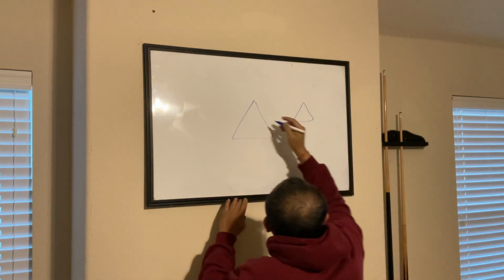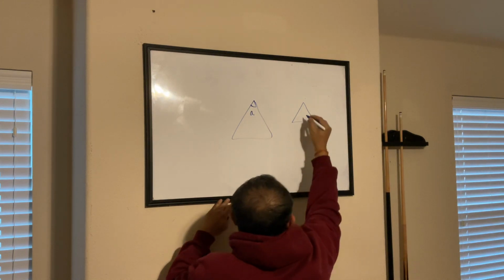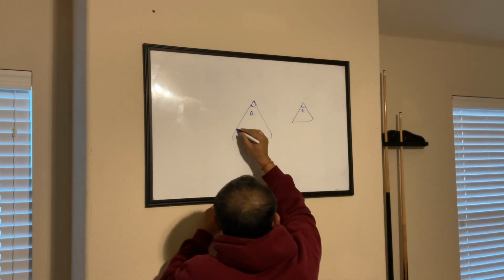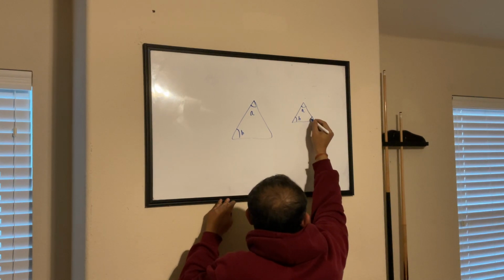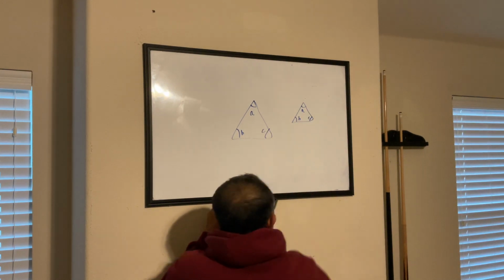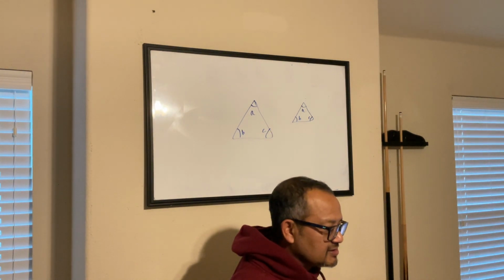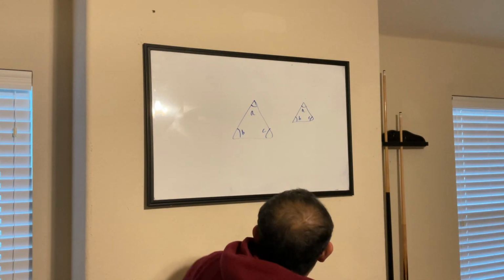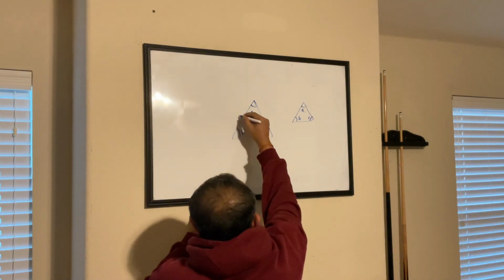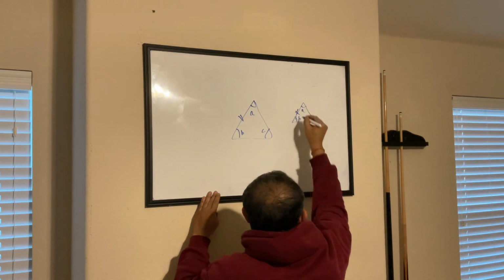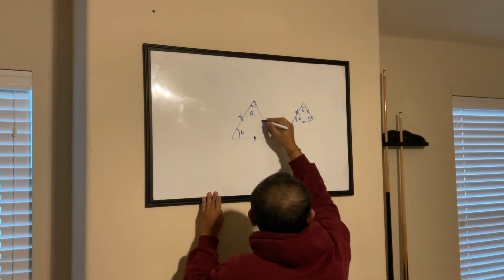If this triangle has one angle, let's say A, and this is also A, this angle is B, this angle is also B, this angle is C, and this angle is obviously C. So the two triangles have matching angles, but the length of the sides are not the same, right? As you can see, this side is not equal to this side, correct? This side is not equal to this side. This side is not equal to this side.